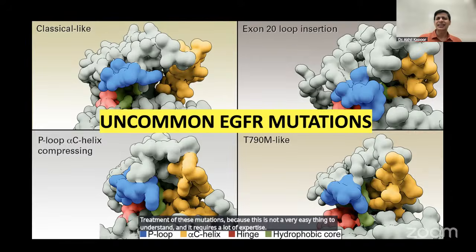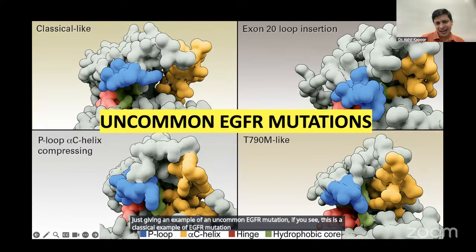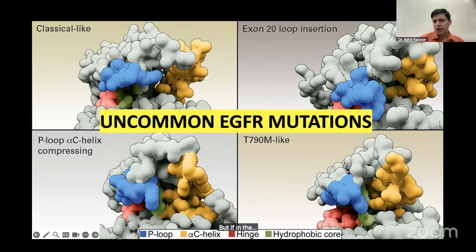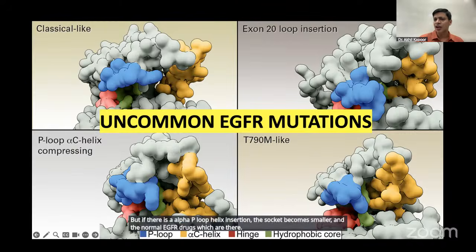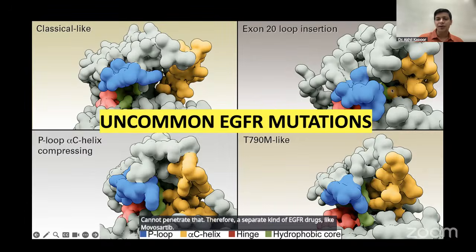Just giving an example of an uncommon EGFR mutation: this is a classical example of EGFR mutation where the drug can easily go into the socket. This is called the EGFR socket. But if there is an alpha C helix insertion, the socket becomes smaller and the normal EGFR drugs which are there cannot penetrate that. Therefore, a separate kind of EGFR drugs like mobocertinib or poziotinib are needed.